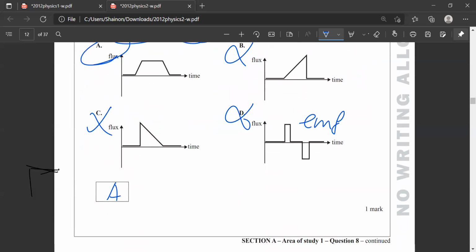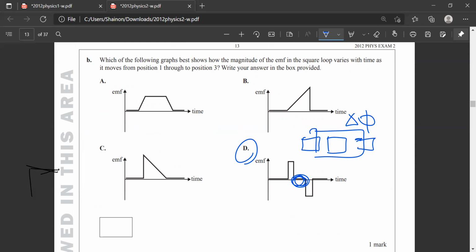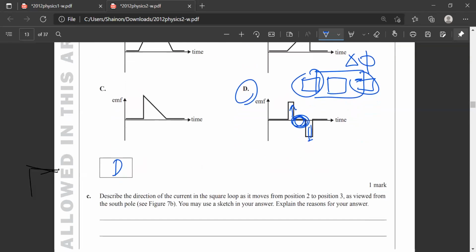We already figured it out that it was D, because it increases drastically, but then once it's through here, there's no change in magnetic flux, so it's just going to be 0 until it comes here. Only these points have change. So then it'll be increase, but increase in the opposite direction. Yep. So then it's going to be D.